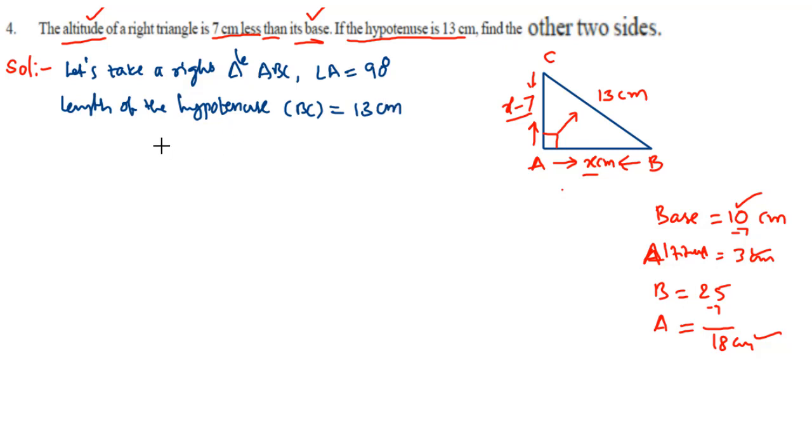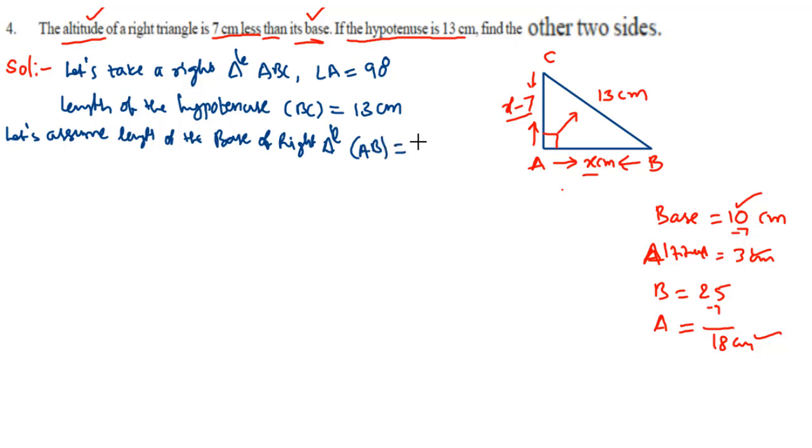Now next, what we did, we assumed the length of the base of the right triangle as x centimeters. So let's assume the length of the base of the right triangle, that is AB, as x centimeters. Now if you know the length of the base of the right triangle, then we can say the length of the altitude. So that is what we get here, x minus 7.